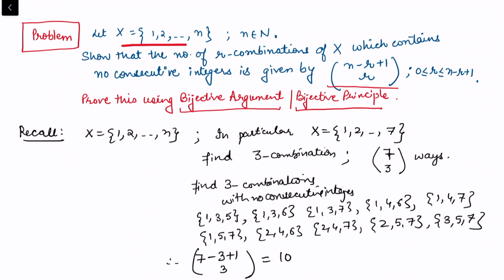Now this formula gives rise to different interpretations. In this video, I'm simply focusing on how to establish a bijective argument which gives rise to this number while I count the r-combinations of the set X. So a set should consist of r elements, like this one, with the condition that no consecutive integers are considered. To establish the bijective proof, let A be the set of r-combinations of X containing no consecutive integers.